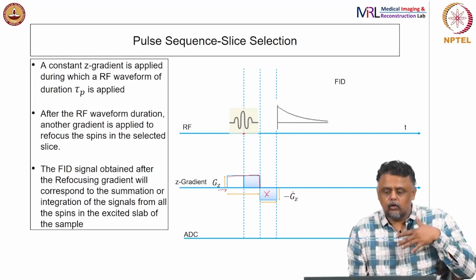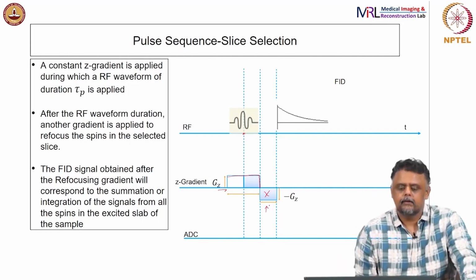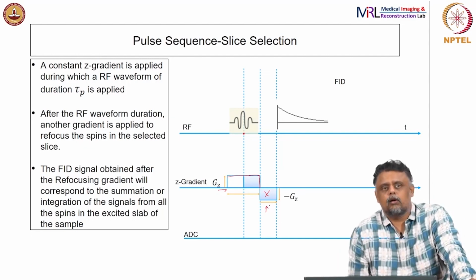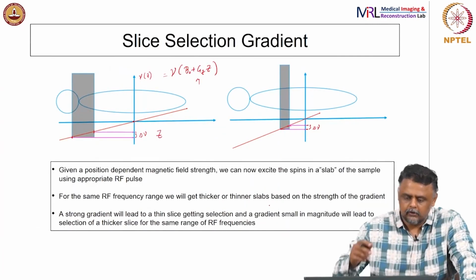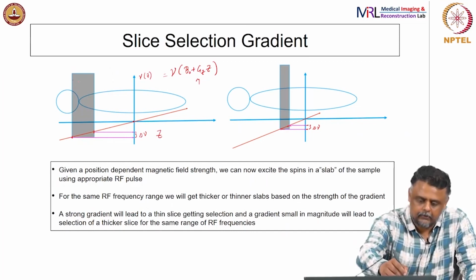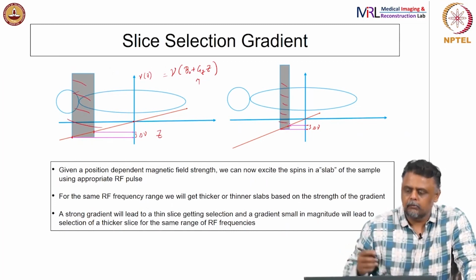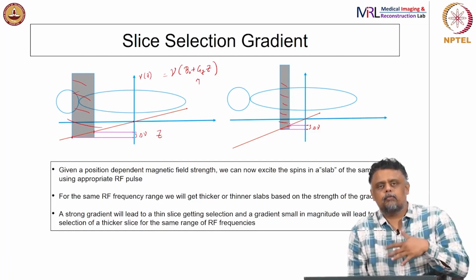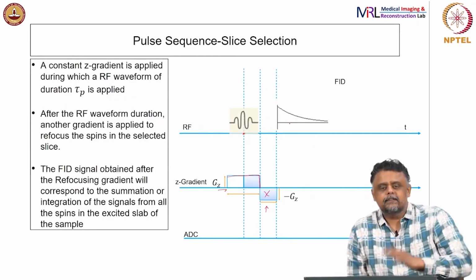So, the FID signal that you obtain now after the refocusing gradient will correspond to the summation or integration of the signals from all the spins in the slab of tissue. So, whatever signal you are getting will be from here or from here depending on your gradient strength, because only those will correspond to the Larmor precession frequency which the RF pulse will flip into the plane. So, this is the slice selection gradient.